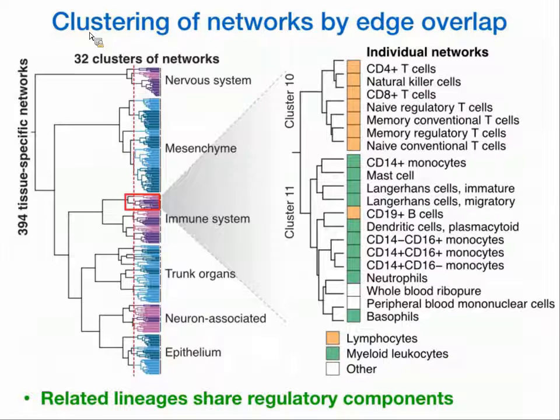So here you have these 400 networks, and you see that they really basically recapture the whole human anatomy and nicely group by tissue type and function. So basically related lineages share regulatory components because these networks cluster together. So we use this cutoff here to create 32 clusters of networks, and here we zoom in into two of these clusters. And you see this is a cluster grouping together lymphocytes, and here myeloid leukocytes, and you see that these clusters really very nicely group related cell types.